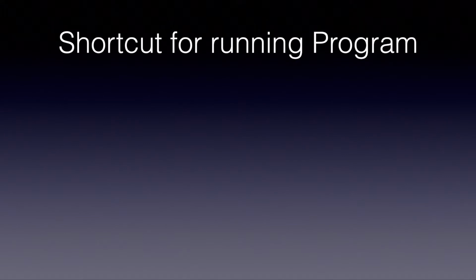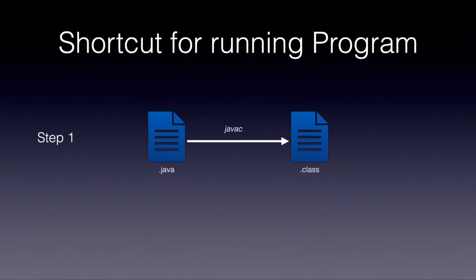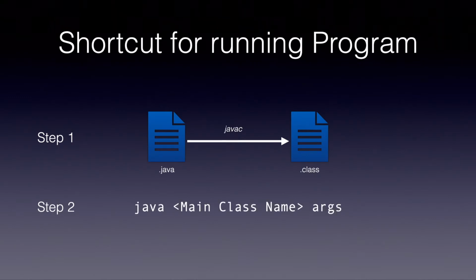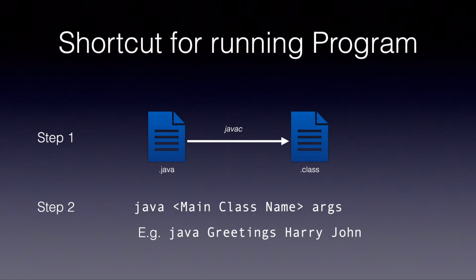Let's move on to our next topic, which is the shortcut way of running the program, which was introduced only in Java 11. Typically what we have seen so far is a 2-step process for running the program. In step 1, we write the Java program, and then we compile it using javac, which creates a .class file. And in step 2, we run the program using the java command. We give a main class and then the arguments, if there are any. So for example, previously we did java Greetings Harry John. So it's a 2-step process.